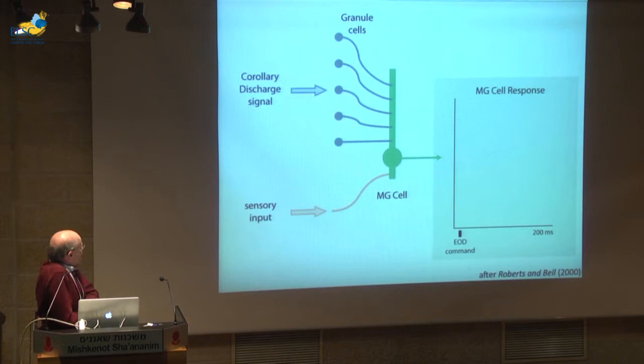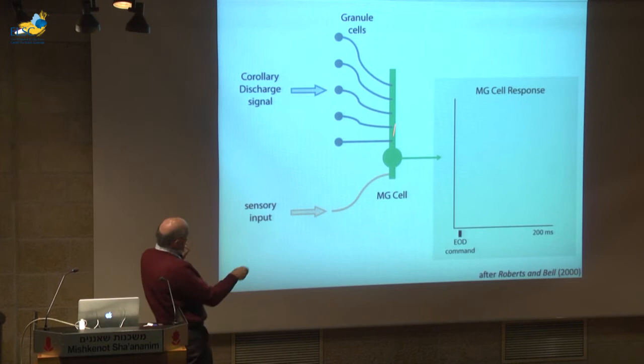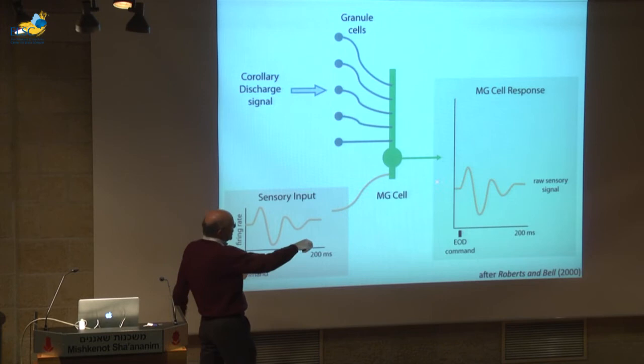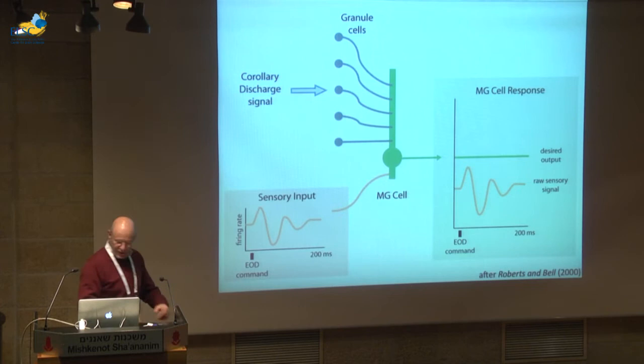So the idea is there is a cell called the MG cell. It's in a cerebellar-like structure in the electrosensory lobe of the fish. And its job is to cancel out these unwanted signals. So the idea is there's a sensory signal here that's totally predictable and not interesting as a result of that. And that comes into these MG cells, and if that was the whole story, the MG cell would, of course, just respond to that signal. And that's not what you want. Instead, you want the MG cell, in a case like this, to just stay flat.